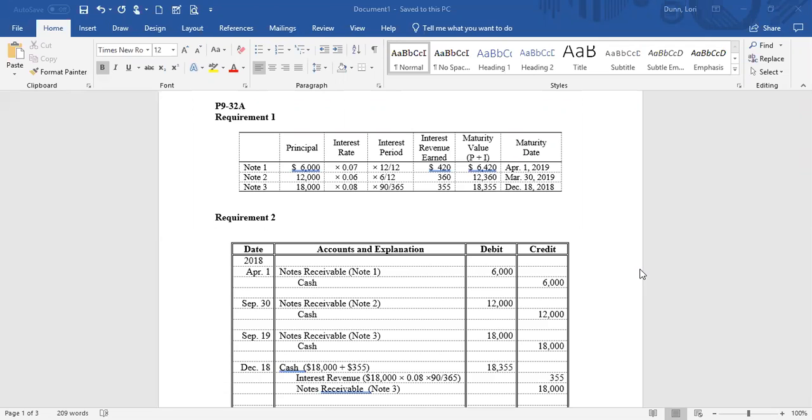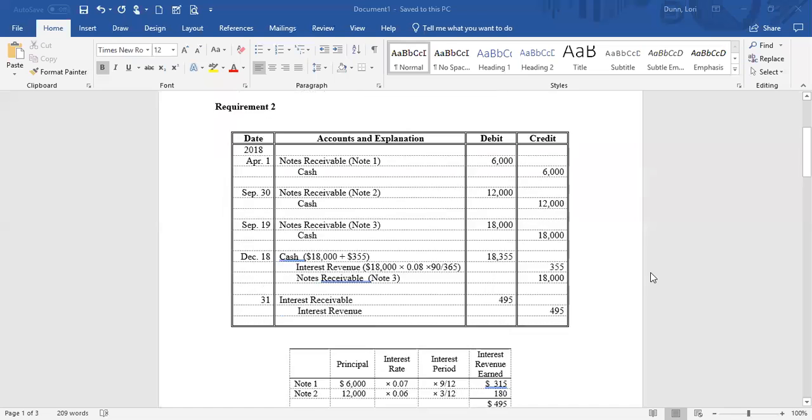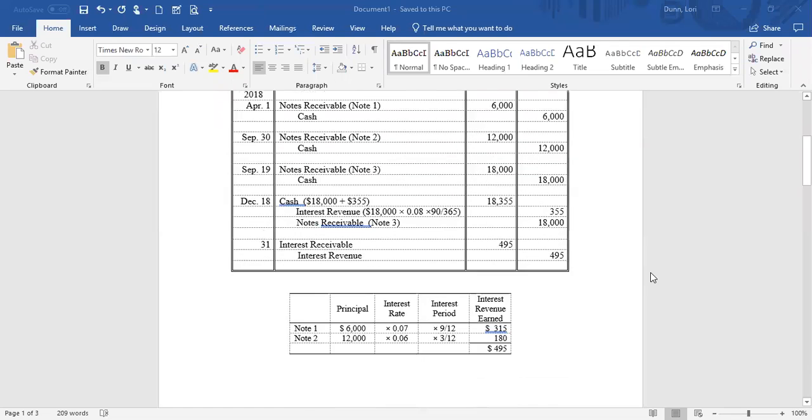Same with Note 2. It was created on September 30th. Interest started accruing on that during 2018, but it won't mature until March 30th, 2019. So there's some interest revenue accruing in 2019. Remember what we say about revenue. We record it not when we collect it, but in the accounting year it is earned.